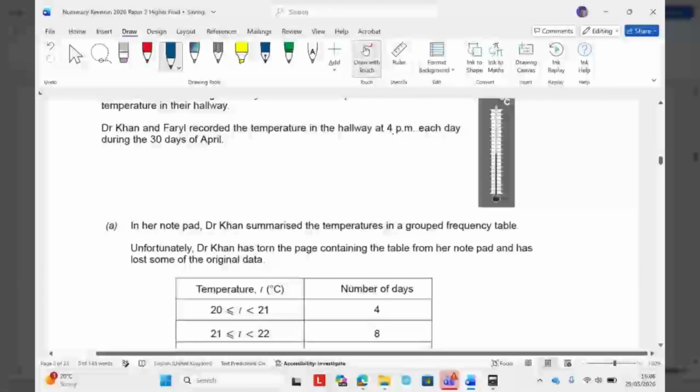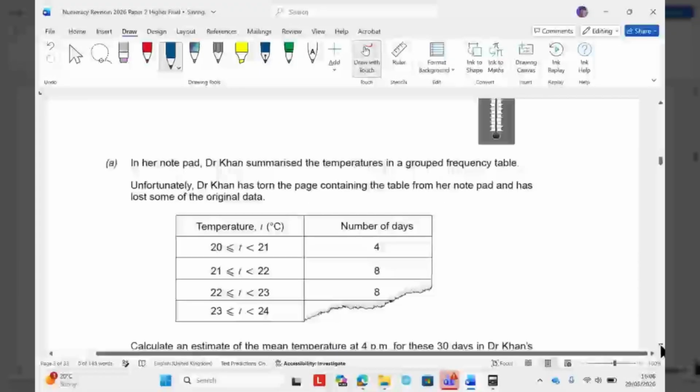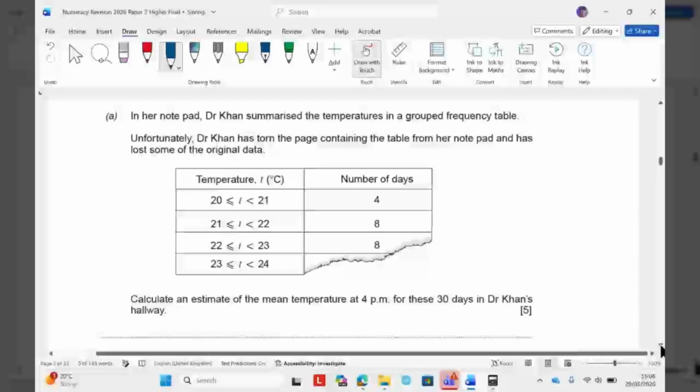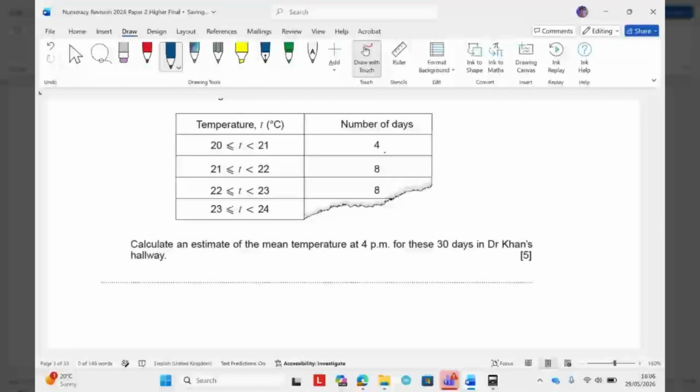You should read this, you shouldn't just write, but I'm being told there's 30 days in April. That might be useful, might not. Okay, so first things first, I need to work out how many days at a temperature between 23 and 24. If I add my 4, and I add on the 8, and I add on the other 8, I'm up to 20. Therefore, there must be 10 in this ripped off bit, because then they add up to 30, which is the number of days in April. So I can see now why they've told you it's 30 days.